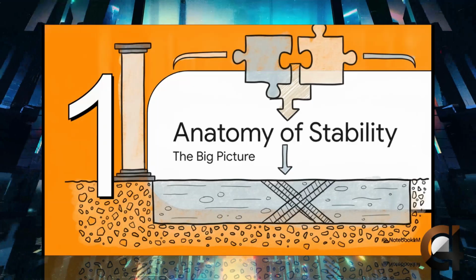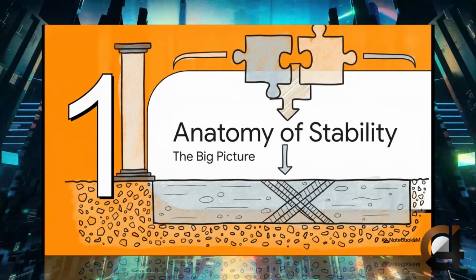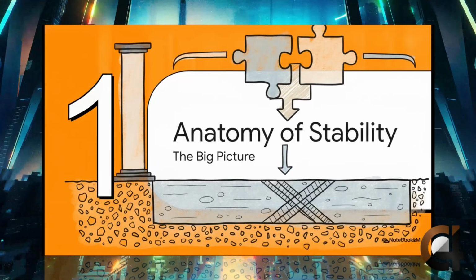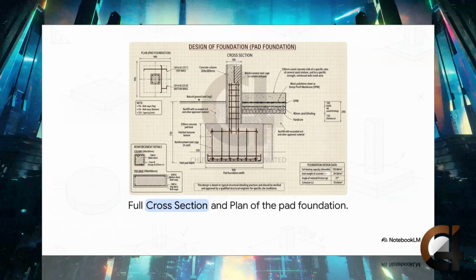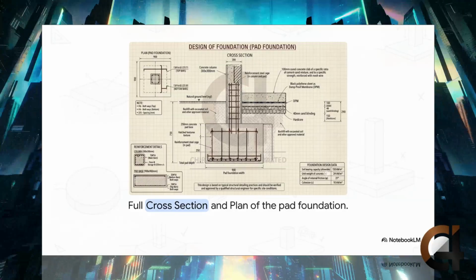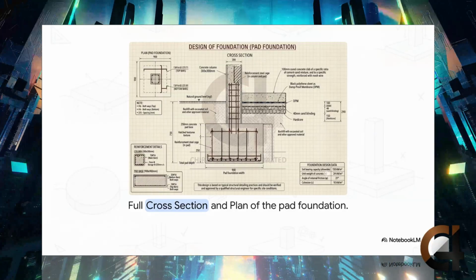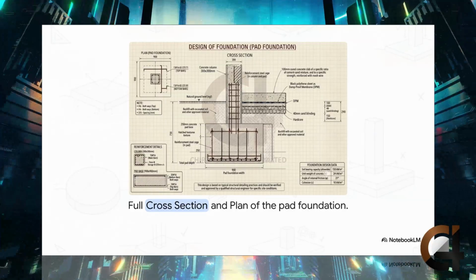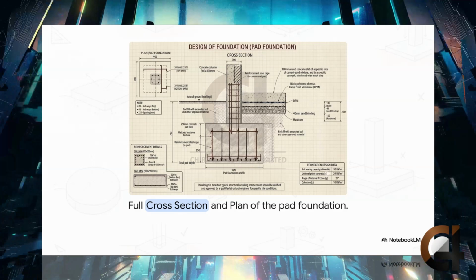Starting off with Section 1, Anatomy of Stability, looking at the big picture. The overarching goal here is to really understand how vastly different materials, we're talking crushed stone, poured concrete, woven steel, how they all work together as a single unit to create unshakable stability.